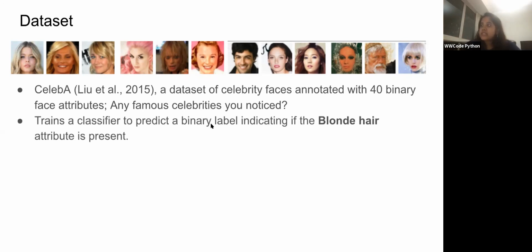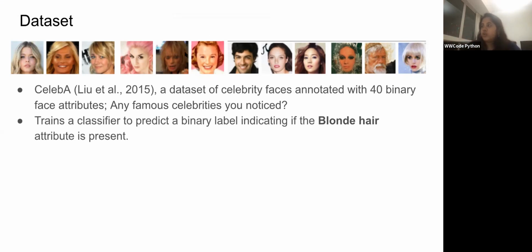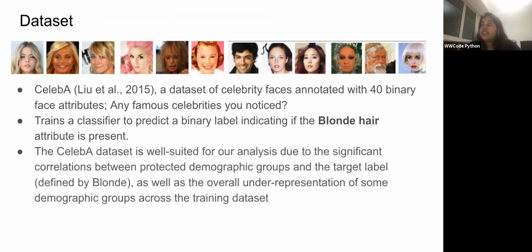And basically, this is the class that it is actually trained on. It's a binary label indicating whether the person has a blonde hair attribute or not. If blonde hair is present, then the binary classifier says yes. So that's like a 1-0, you could consider it, right? It's a binary label. If blonde hair is present, great. If not, it doesn't detect. That's it. But now we are also taking in protected classes. That's the important part here, right?